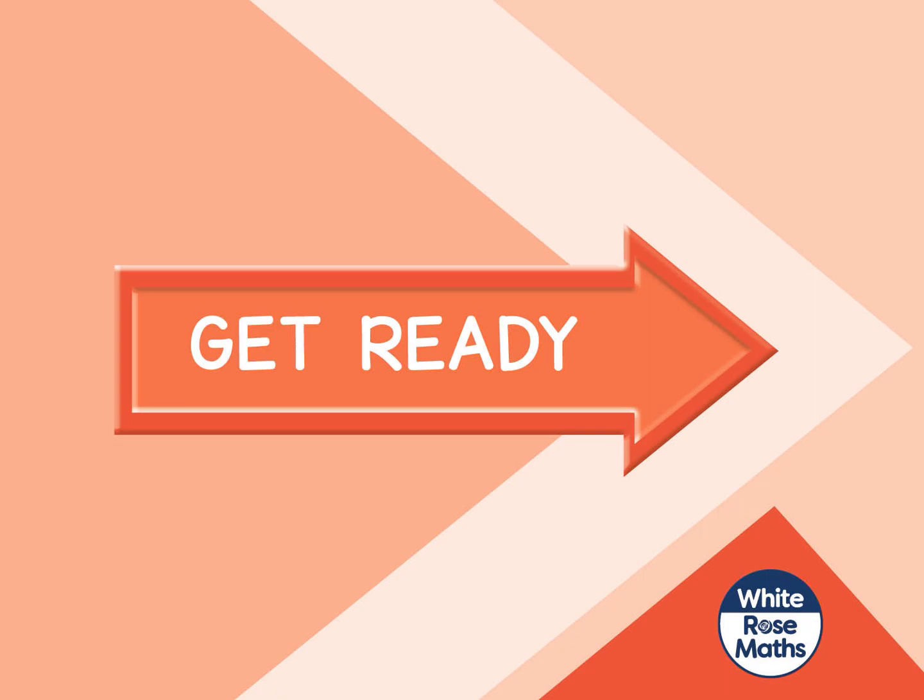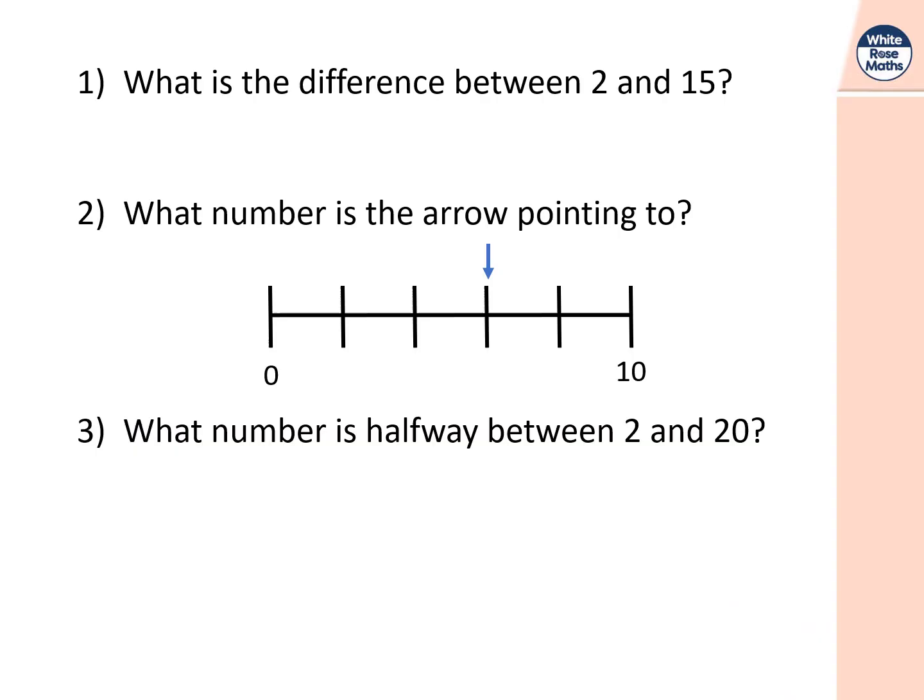Get ready. White Rose Maths. This is the starter, guys. This is question number 1. What is the difference between 2 and 15? The word difference is essentially like a subtraction, so it's going to be 15 take away 2. 15 take away 2 is 13. So the difference between 2 and 15 is 13, because 2 plus 13 is 15, and 15 take away 13 is 2.